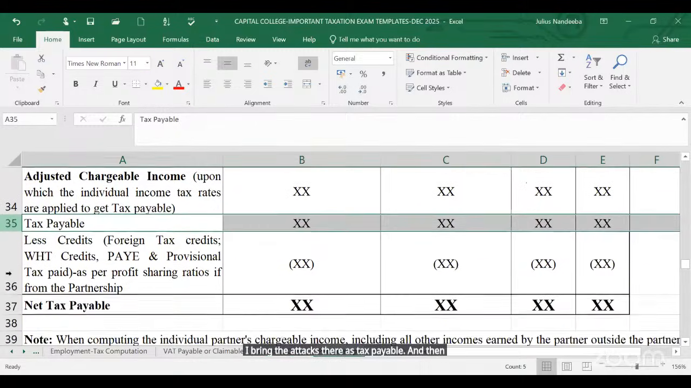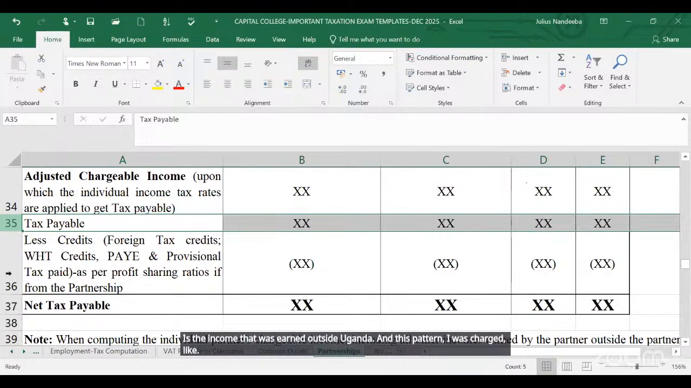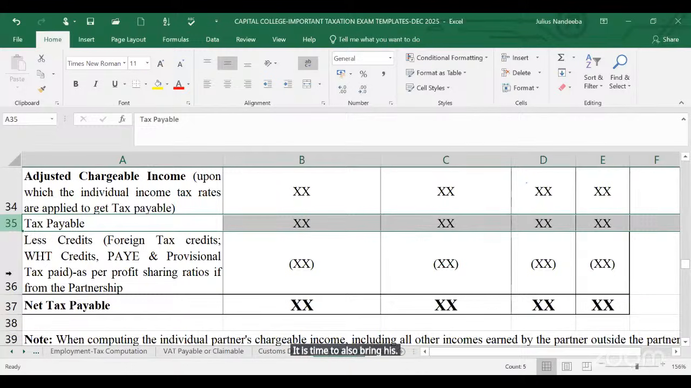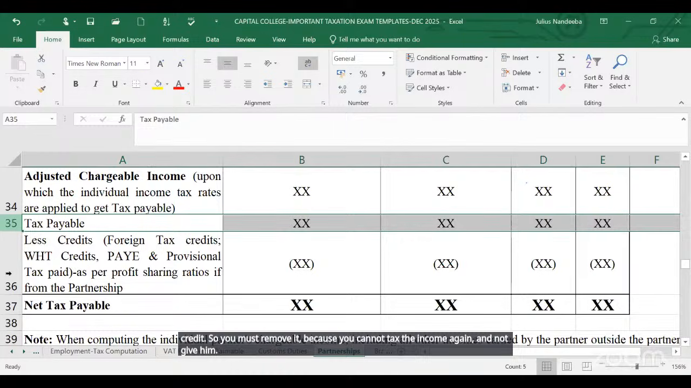And then the next thing I remove are any credits. So can we guess the credits that are available to partners? Number one, foreign tax credit. If you know that among the incomes you have brought here is income that was earned outside Uganda, and this partner was charged tax, it is time to also bring the tax that he paid outside there, called the foreign tax credit. So you must remove it because you cannot tax the income again and not give him the credit. So you must bring the credit there.